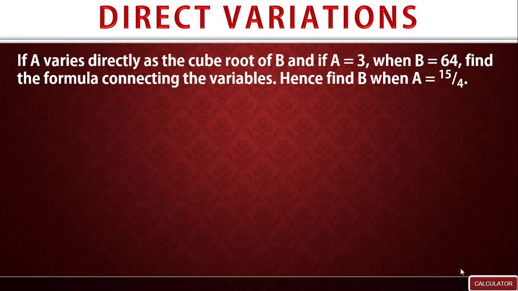Let's look at example 2. If a varies directly as the cube root of b, and if a equals 3 when b equals 64, find the formula connecting the variables.